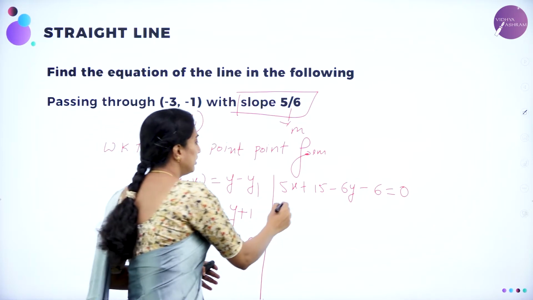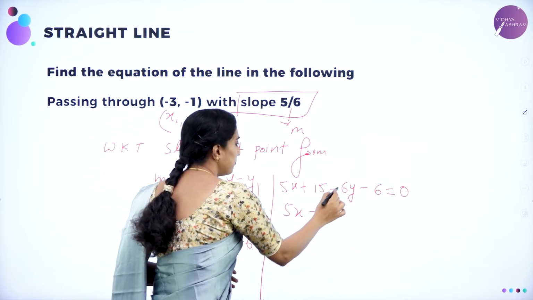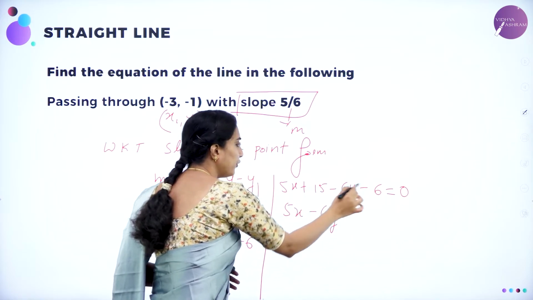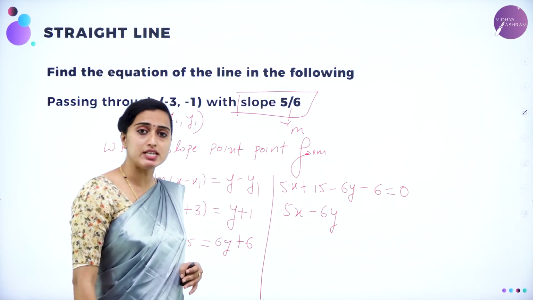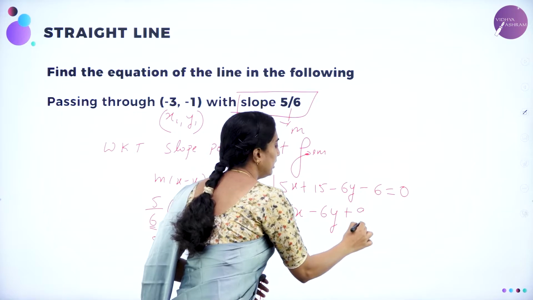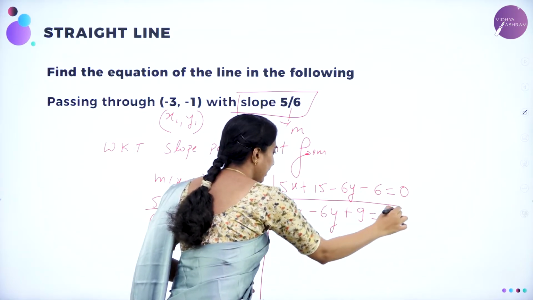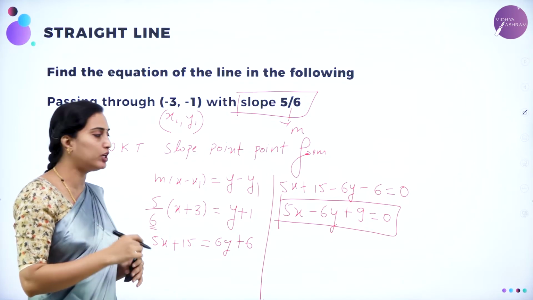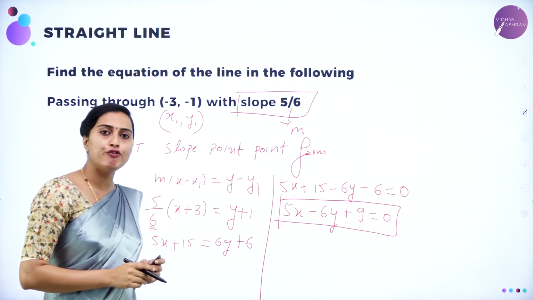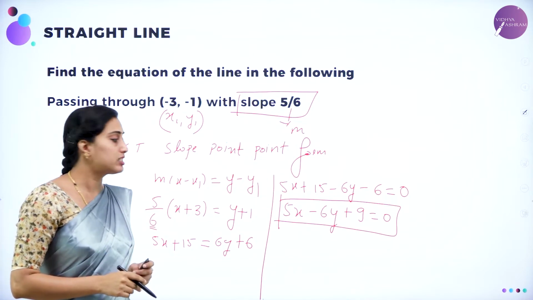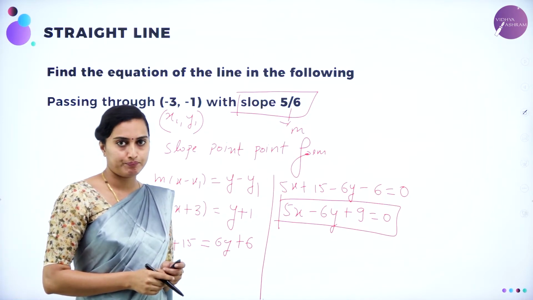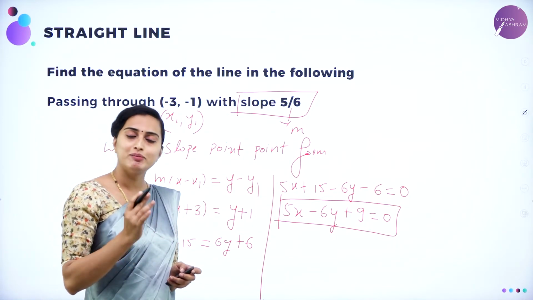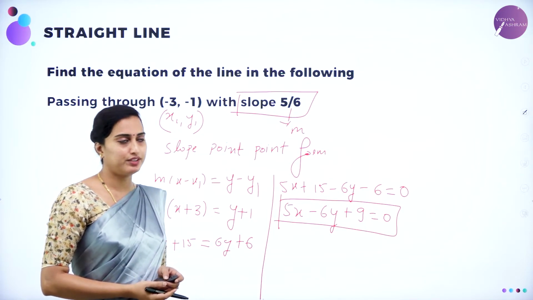Now you can evaluate: 5x minus 6y plus 15 minus 6 is nothing but plus 9. So plus 9 equal to 0, which is in the standard form of equation of a straight line, that is ax plus by plus c equal to 0. A is taking the value 5, b will be minus 6, c as plus 9. I hope you got this one. We'll move on to the next problem, dears.